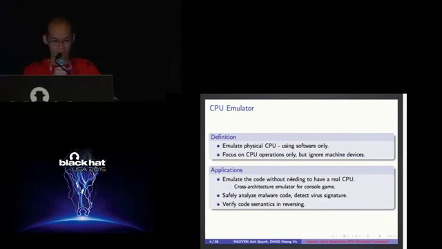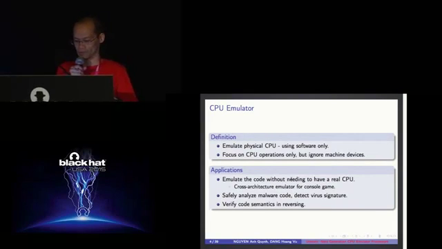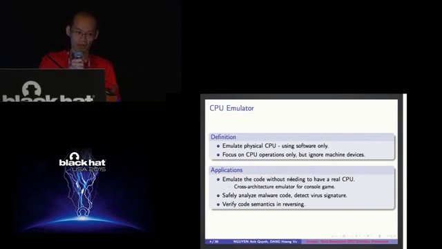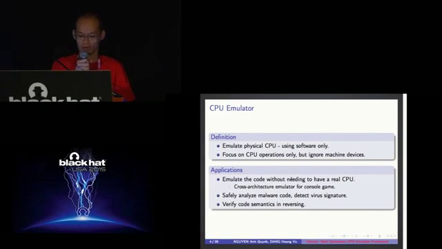There are many applications of a CPU emulator. For example, you need a CPU emulator to emulate code without needing a real CPU. So you can run your code on the emulator and you don't need the real physical machine for that. And for security applications, we can use a CPU emulator to analyze malware code. For example, most antivirus products have some CPU emulator inside to analyze malware code. So they run the malware code inside the CPU emulator, but they don't really run it on the physical machine, which is dangerous for your machine, right?